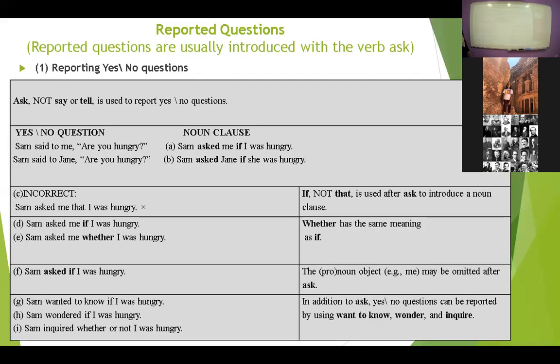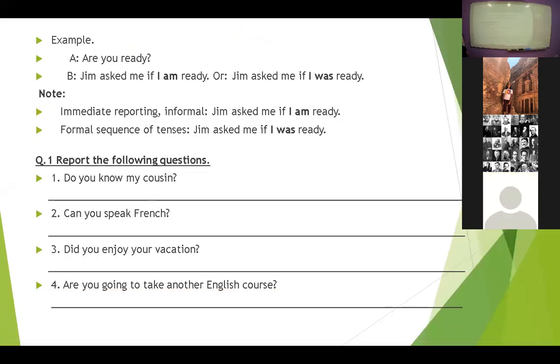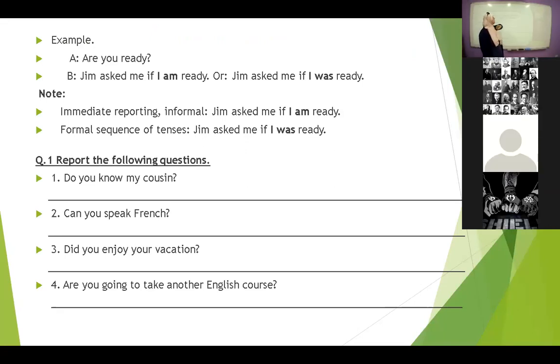Okay. Now, can you see the following slide? Excellent. Now, here we have an example. A is talking to B: "Are you ready?" Jim asked me, and we can delete this "me," if I am ready, or Jim asked me if I was ready.